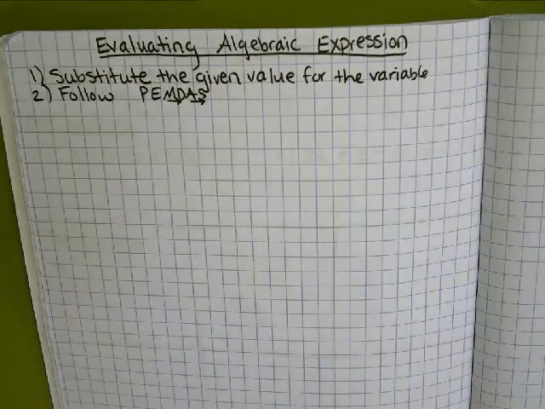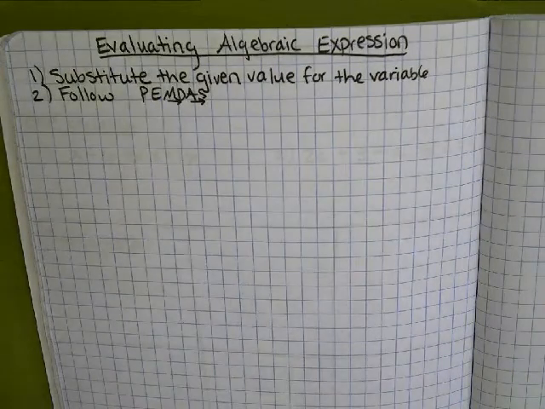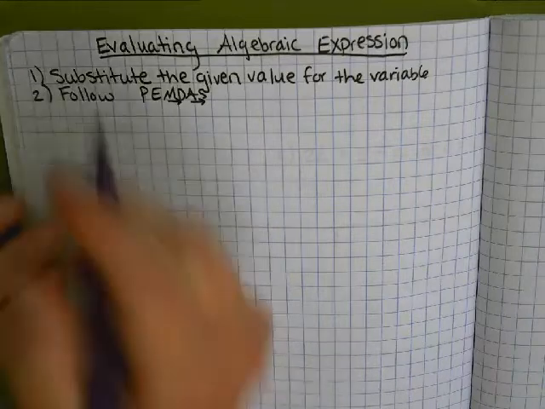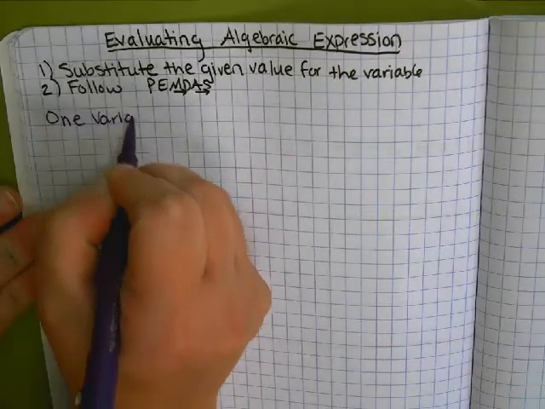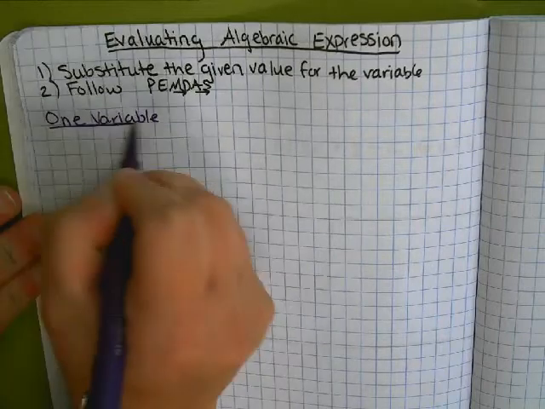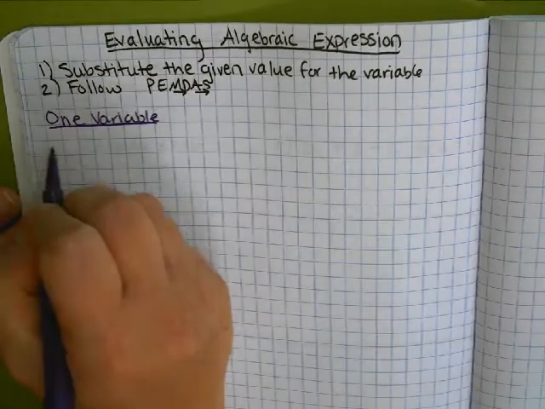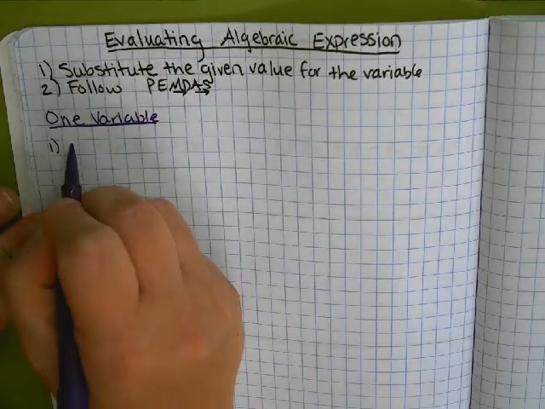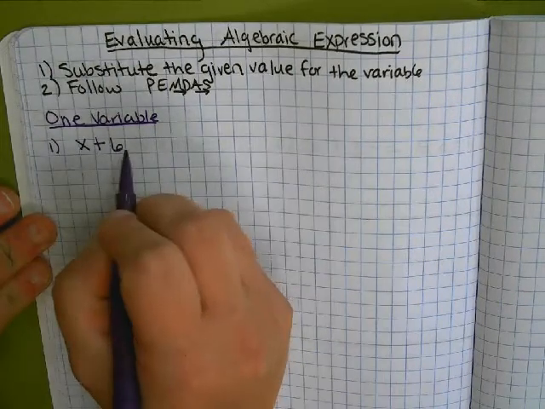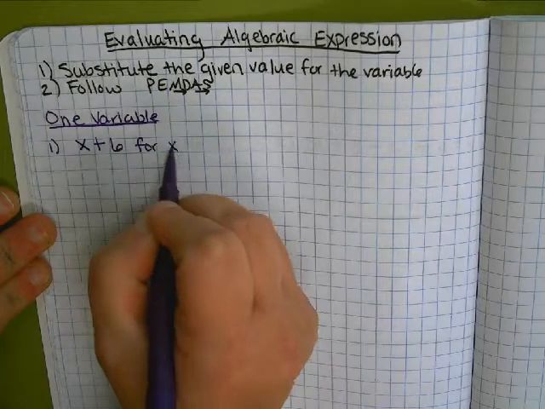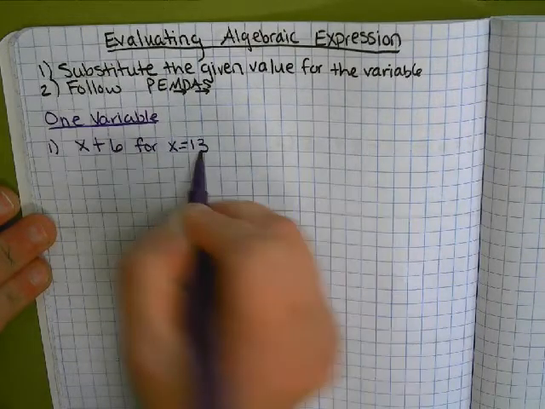So let's try this with just one variable here. What if I gave you just one variable? So one letter. Number 1. X plus 6 for x equals 13.